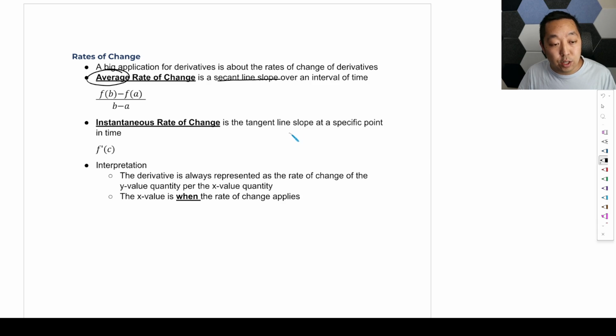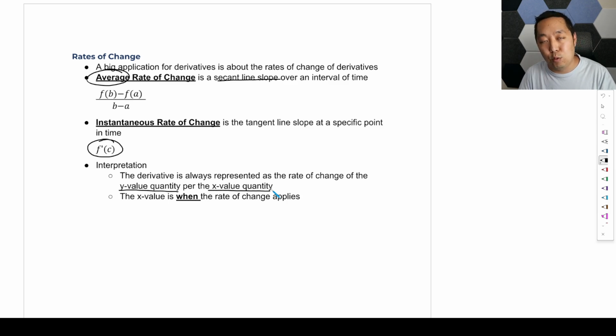Instantaneous rate of change, though, is the slope of a tangent line, right? So that is the derivative here. So you got to think about the instantaneous is the rate of change right at that particular moment, at that particular point on the curve. An average rate of change is over 2 points. And a lot of times you're interpreting what the derivative represents. It's the rate of change of the y variable divided by the x variable quantity.